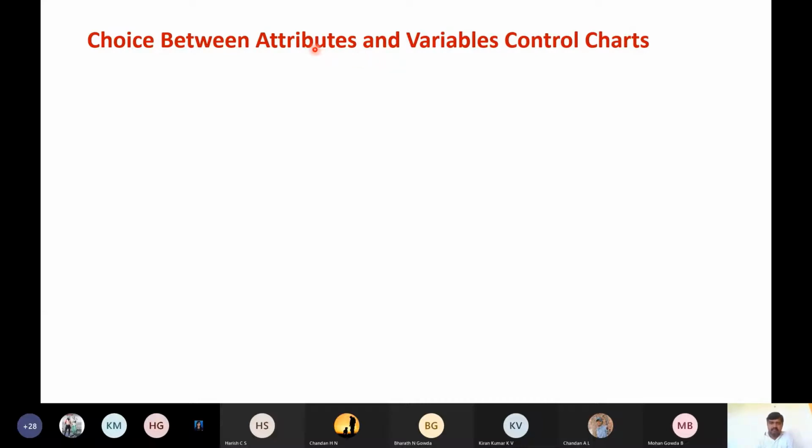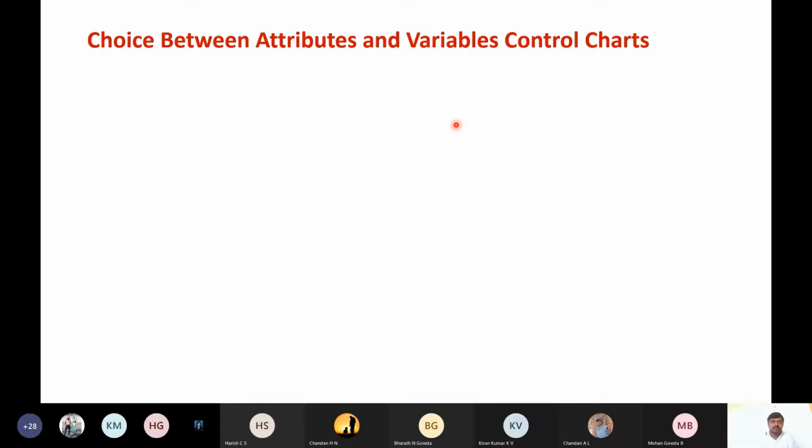So in case of attributes control charts, we are considering qualitative data. That means data is not in terms of exact numbers. So it is not continuously varying data. Okay, so you are making a judgment whether it is defective or not defective. Okay, so that you are considering, that is attributes data. Whereas in case of a variables control chart, you are considering the dimension, its value, like that.